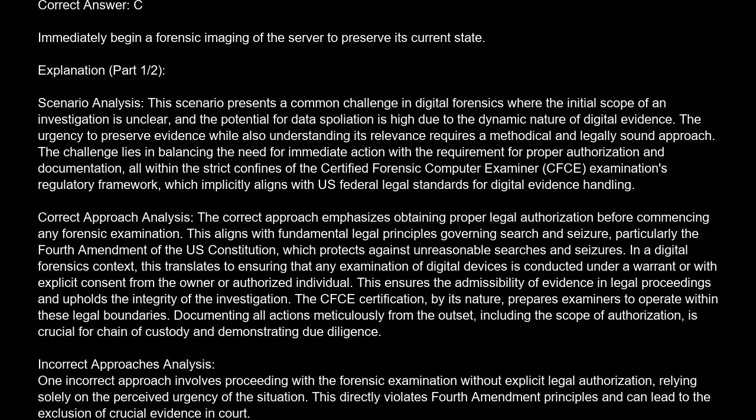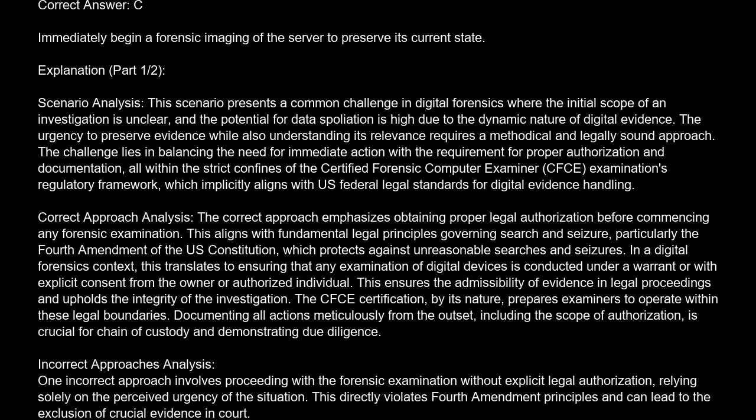Correct approach analysis. The correct approach emphasizes obtaining proper legal authorization before commencing any forensic examination. This aligns with fundamental legal principles governing search and seizure, particularly the Fourth Amendment of the U.S. Constitution, which protects against unreasonable searches and seizures. In a digital forensics context, this translates to ensuring that any examination of digital devices is conducted under a warrant or with explicit consent from the owner or authorized individual. This ensures the admissibility of evidence in legal proceedings and upholds the integrity of the investigation.